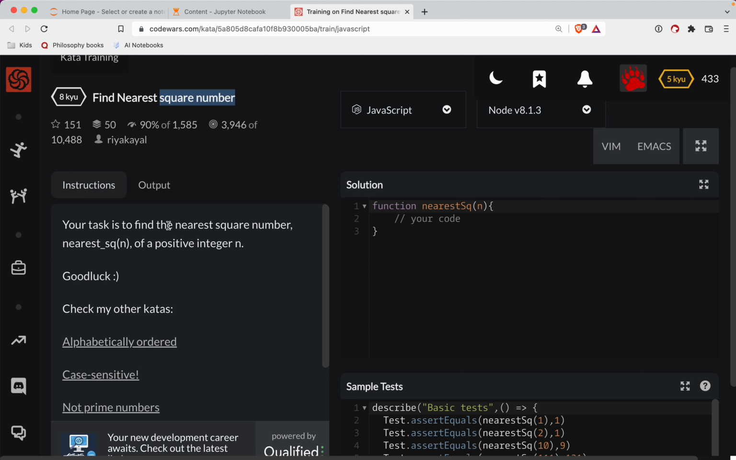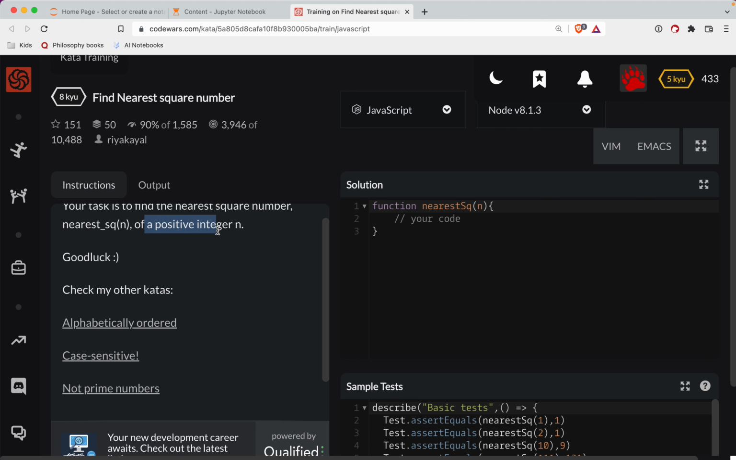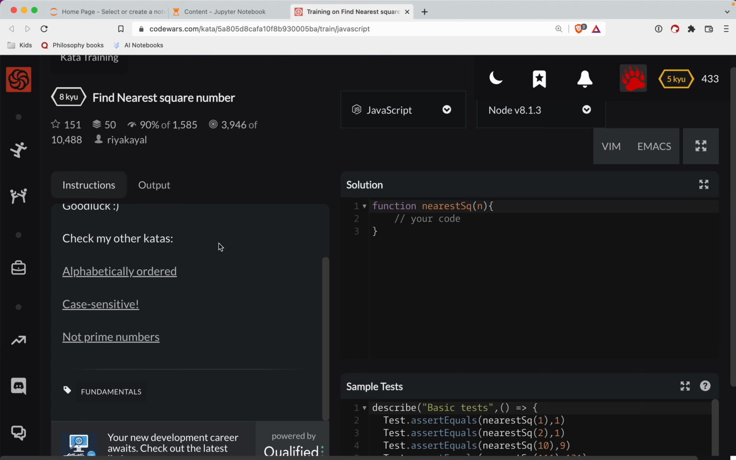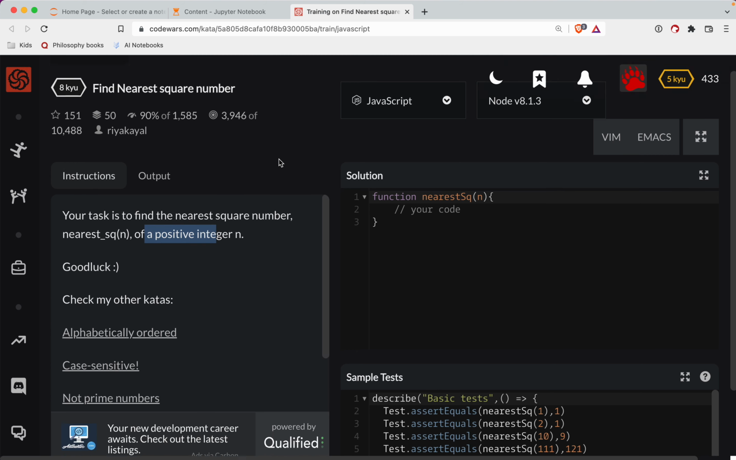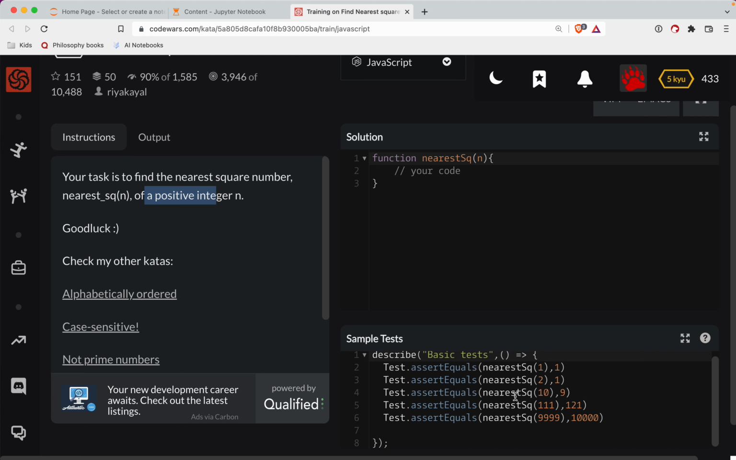So let's try this out. Your task is to find the nearest square number of a positive integer. Let's just look at our tests. Okay, so the nearest square number of 1 is 1. It looks like you're not going less than.